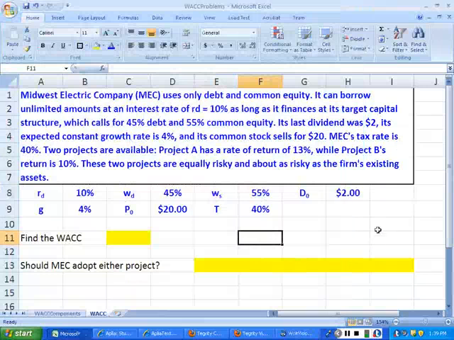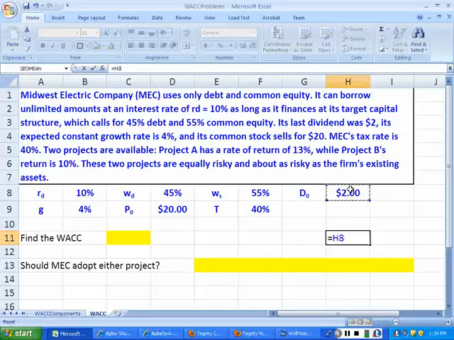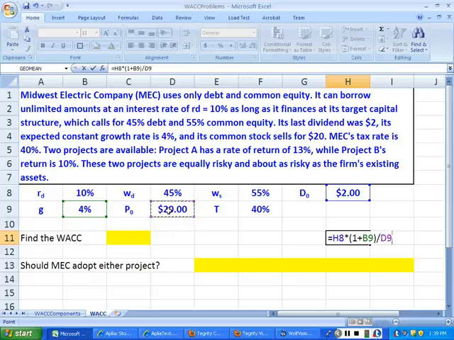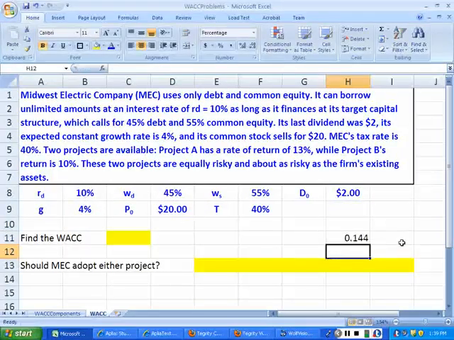So when we look that up, we're looking for our R sub S. Again, it was just our $2 times 1 plus this growth rate of 4%. That's the next dividend divided by the current price. And to this, we're going to add the 4% growth rate. So you get 14.4% that is going to go into our problem.